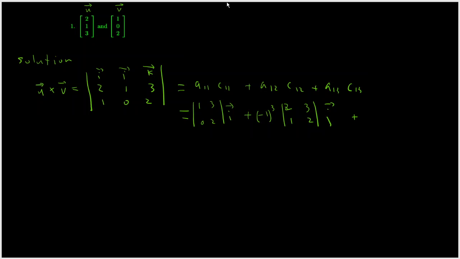And lastly, for the last term, there's a sign associated with the cofactor. You write k first. The sign should be positive. 1 plus 3 is 4. Negative 1 to the power of 4 is positive. I'm not writing the positive sign. And then the corresponding 2 by 2 determinant is 2, 1, 1, 0.